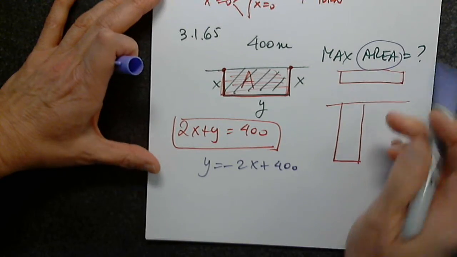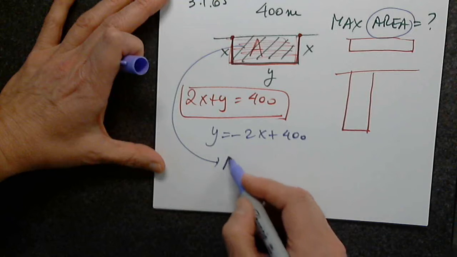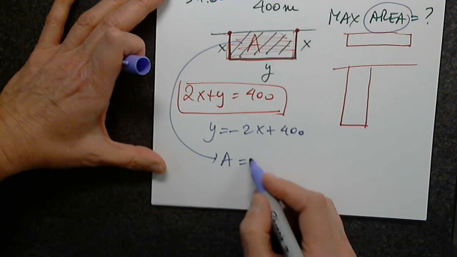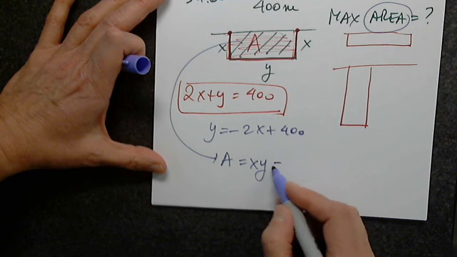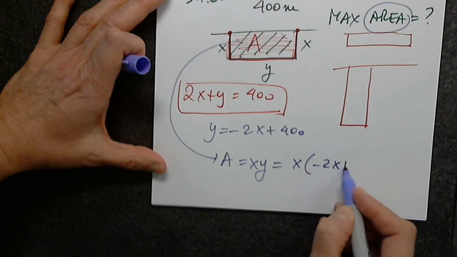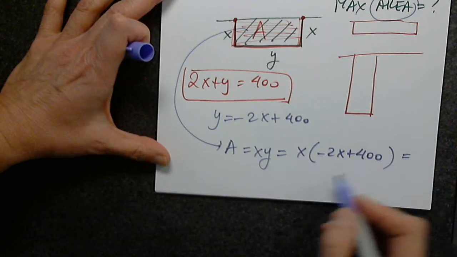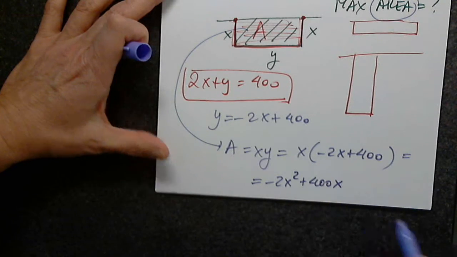But then I have to create the area. So what is the area of this surface? Very good, x times y. But I need to replace y by what I just determined. So this is x times negative 2x plus 400. I will distribute: negative 2x squared plus 400x.